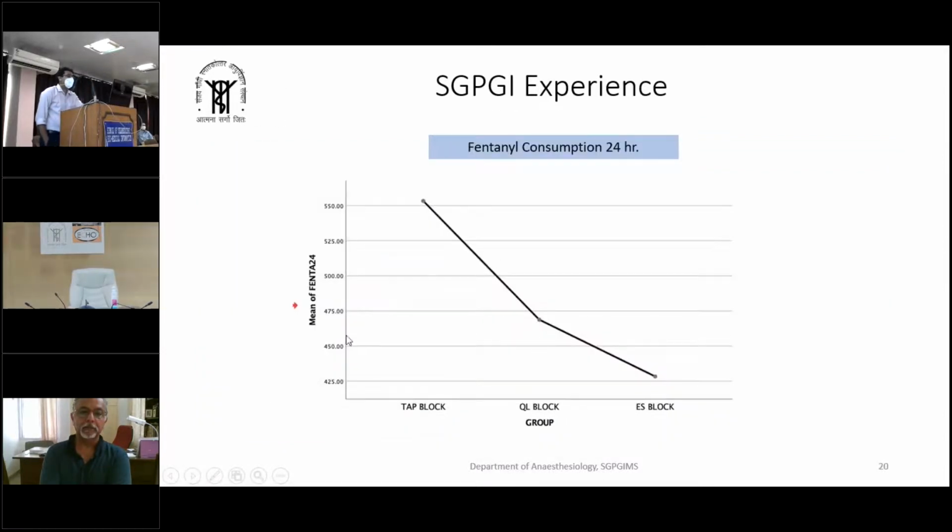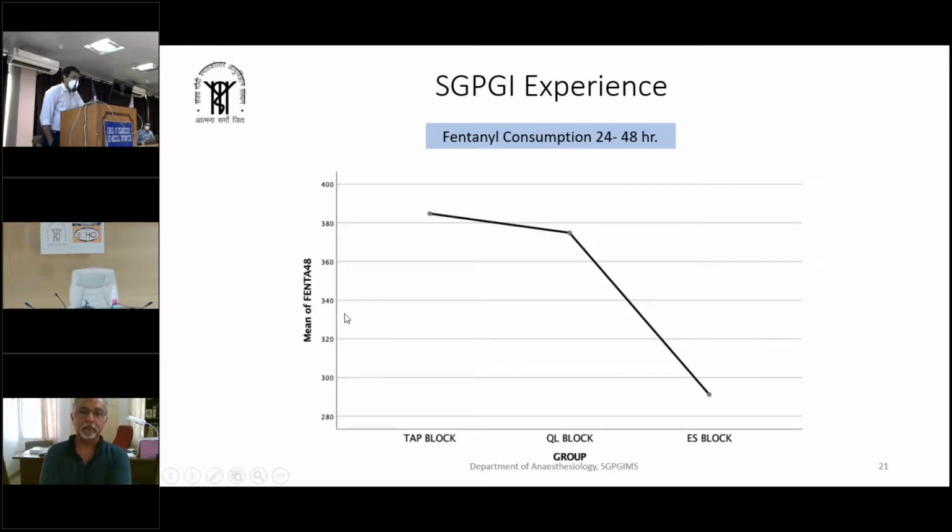This is the graph depicting fentanyl consumption in the first 24 hours. As you can see, the ES group consumed the least fentanyl and the TAP group consumed the maximum fentanyl. We'll see the tables later showing the numbers. The same pattern was also seen in fentanyl consumption between 24 to 48 hours. However, at the 48-hour period, the gap between the QL and TAP block was lesser, while ES continued to have the least fentanyl consumption.